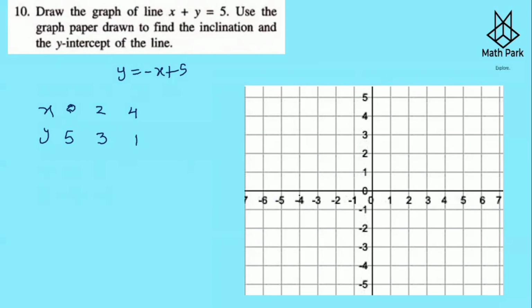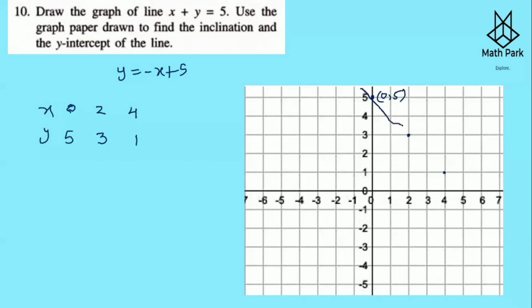So let us draw 0, 5. So x is 0, y is 5. 0, 5 is this point, 0 comma 5. And then 2, 3. So x is 2 and y is 3. 2, 3 is this point. And then it is 4 and 1. So 4 and 1 is this point. So let us draw this graph, and you have to find the inclination of this line and the y-intercept.